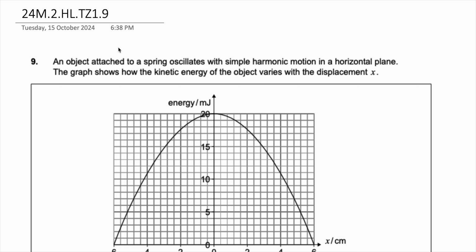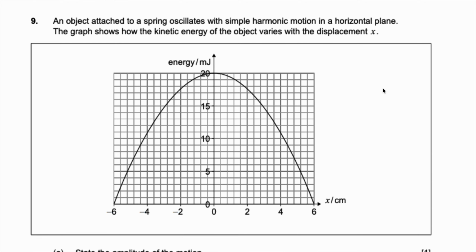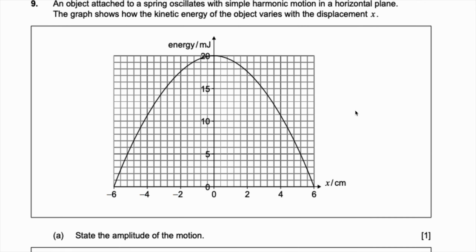Today we're going to be solving a problem from the IB Physics HL May 2024 examinations. This is a paper 2 problem. Let's get started. An object attached to a spring oscillates with simple harmonic motion in a horizontal plane. The graph shows how the kinetic energy of the object varies with the displacement x. Okay, so here we have a graph to represent the situation.